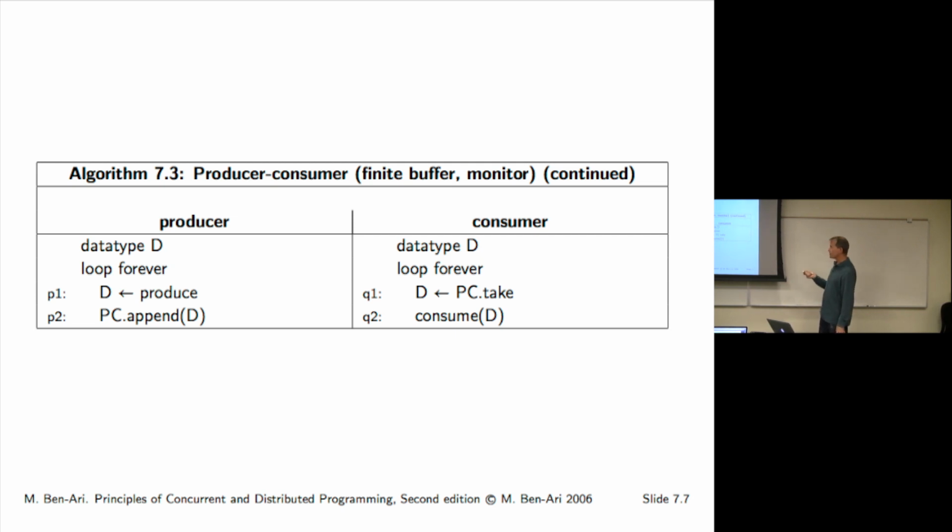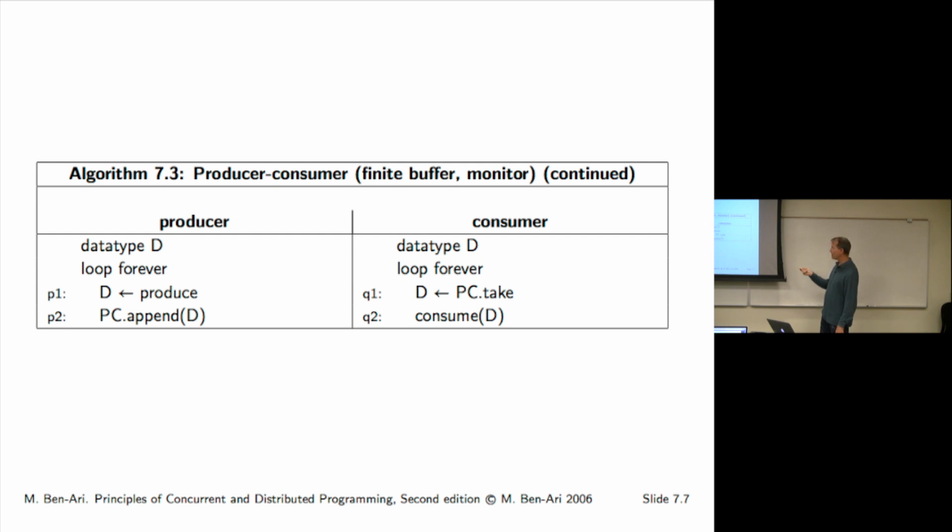So given that they are monitor methods, here's algorithm 7.3, the producer-consumer with a finite buffer and a monitor. And look how easy it is. There's no semaphores, there's no nothing. P1 is D gets produced, so it's producing the data, and then it just calls append. Okay, pc.append. PC is the monitor. PC is producer-consumer, right? So he calls producer-consumer append.